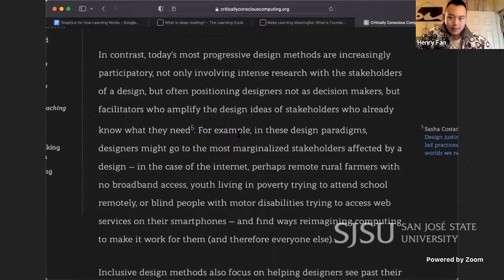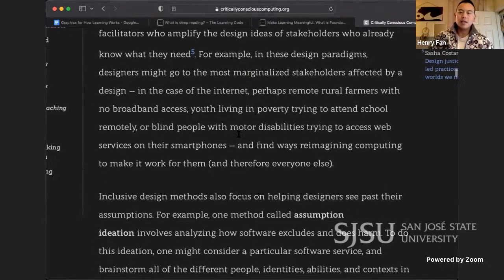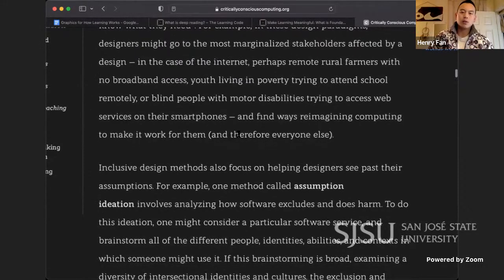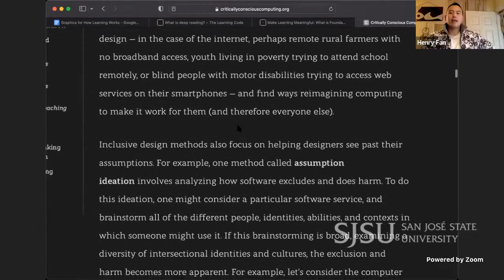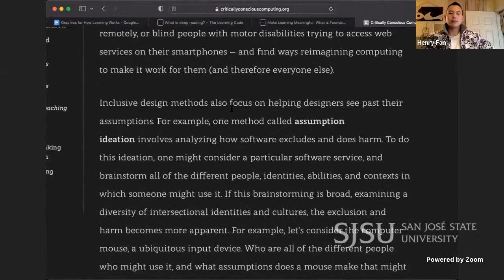For example, in these design paradigms, designers might go to the most marginalized stakeholders affected by design, in the case of the internet, perhaps remote rural farmers with no broadband access, youth living in poverty trying to attend school remotely, or blind people with motor disabilities trying to access web services on their smartphones, and find ways of reimagining computing to make it work for them, and therefore everyone else. Inclusive design methods also focus on helping designers see past their assumptions.